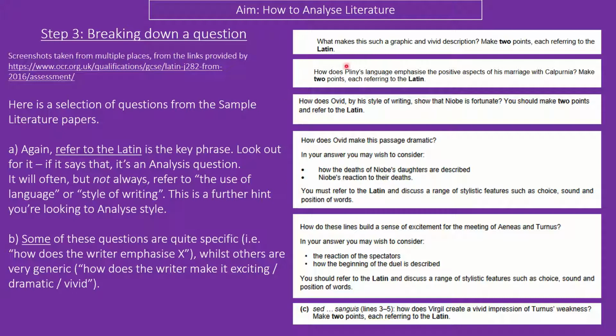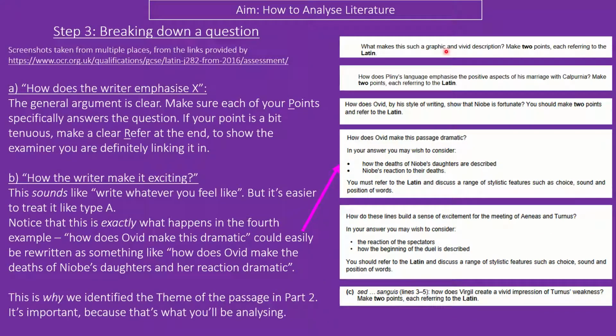The questions will vary a little bit. Some of them are, how does he show that Niobe is fortunate? How does he emphasize the positive aspects of? Those are quite obvious. Some of them are a bit vague. What makes this such a graphic and vivid description? Okay, so those are the 2 types. Well, the first one's pretty easy. How does he show that Niobe is fortunate? Answer the question. Simple.